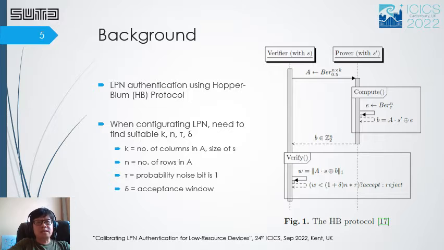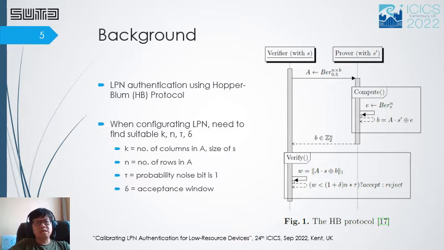Next, we need to decide a noise value tau, which is a probability between 0 and 0.5. A noise value of 0 is insecure as the secret key will then be solvable using Gaussian elimination, while a higher noise value increases the chance of an attacker guessing right. In the diagram, the prover uses tau to generate an error vector E whose elements are 1 with probability tau.